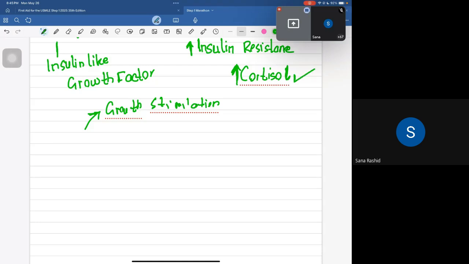Whenever you have cortisol in the body, cortisols are basically steroids, right? So it's very simple. How are the USMLEs going to test these questions? How do the NBMEs put these questions for you? They are going to say that a patient is on steroids.